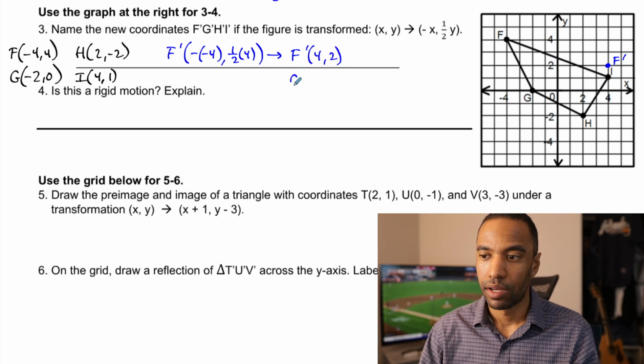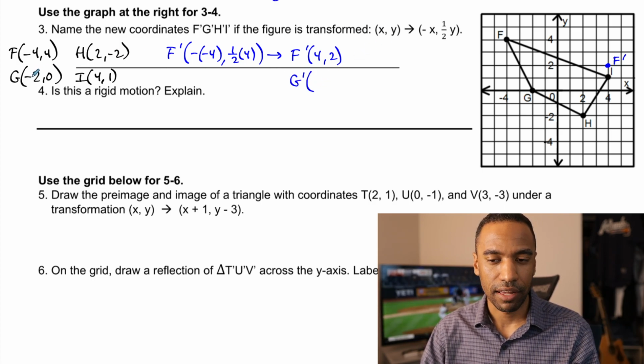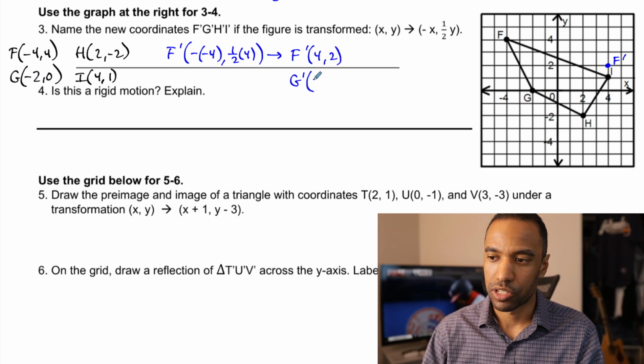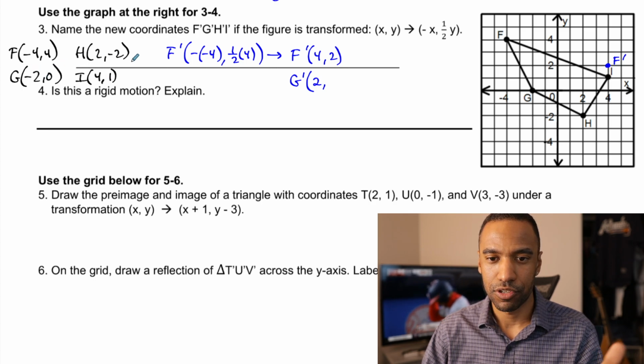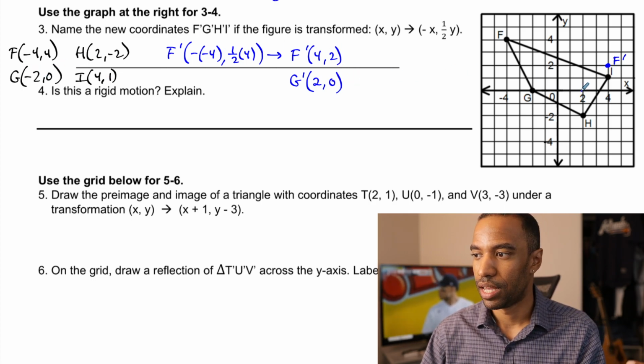G prime, I'm going to be doing the same thing here. I'm going to take the opposite of the g value, the x value for g. So the opposite of -2 is +2. And then I got to take half of 0. Hey, that's still 0. So g prime is at 2, 0. I'm going to plot that right there. Call that g prime.